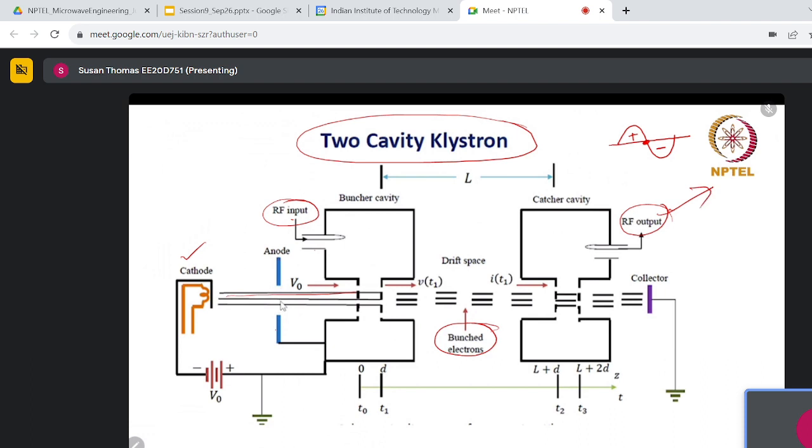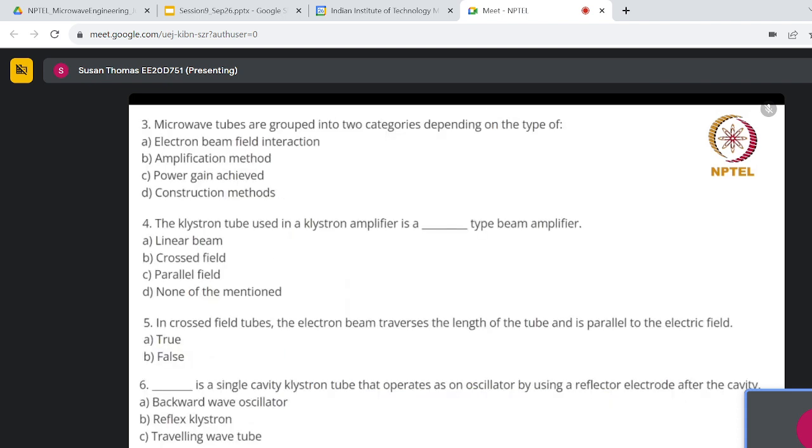Basically, the amplified RF signal is being taken out from the catcher cavity. You know the working principle, the kinetic energy and how that kinetic energy is being converted to amplification. I mean, the energy is being transferred to amplify the signal, and the slowed down electrons are being collected by this collector. So I have just given a quick recap of the two-cavity klystron. There are a lot of things which I have not told. Let us go through some of the questions so that we will see what we understood.